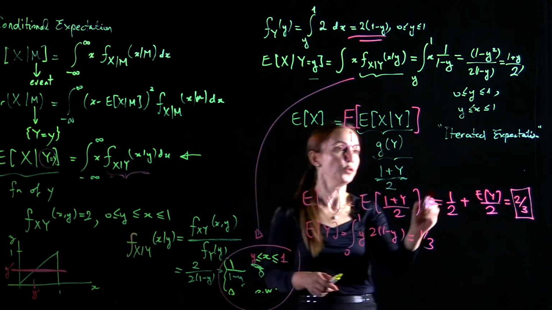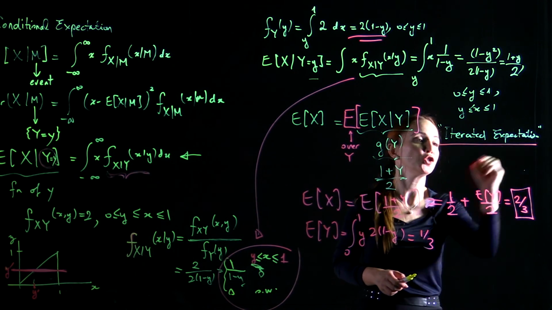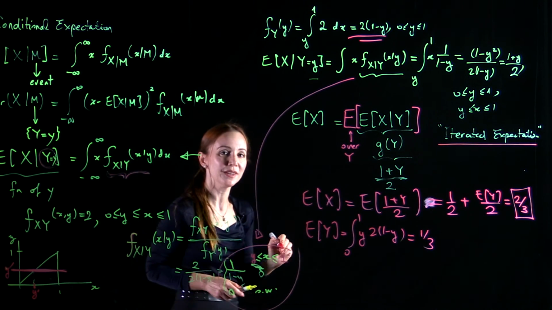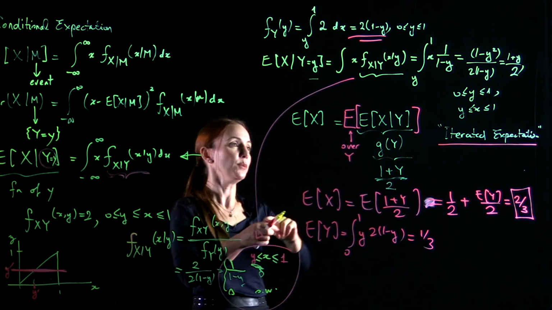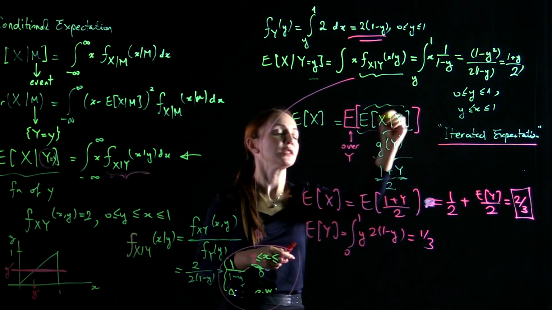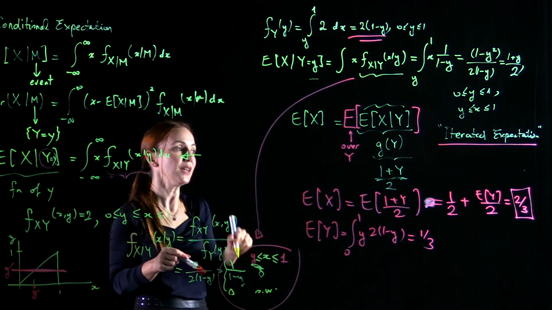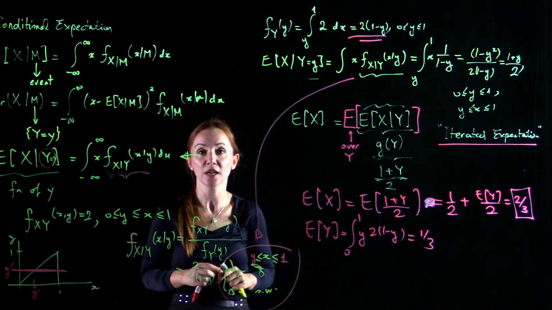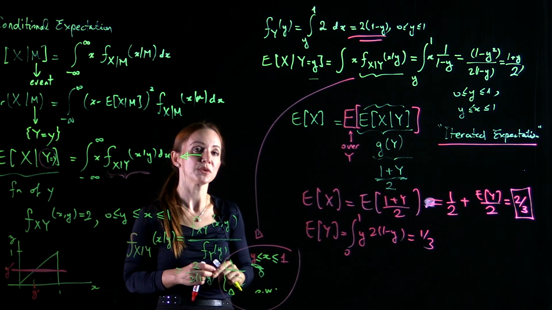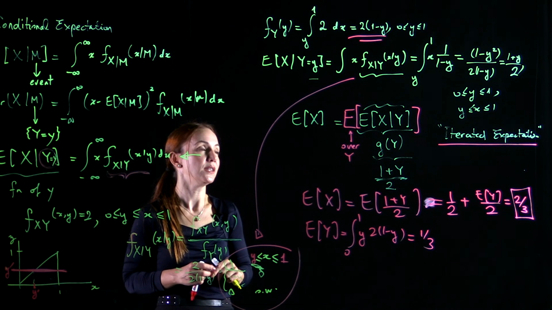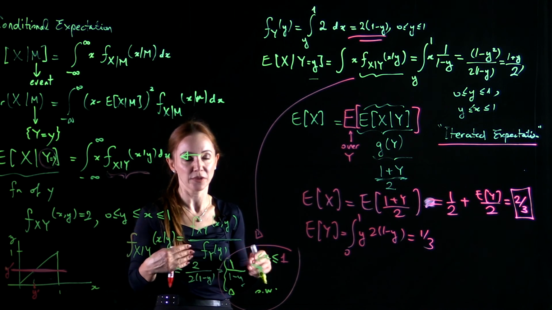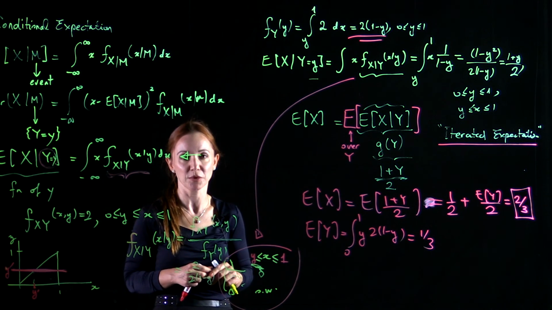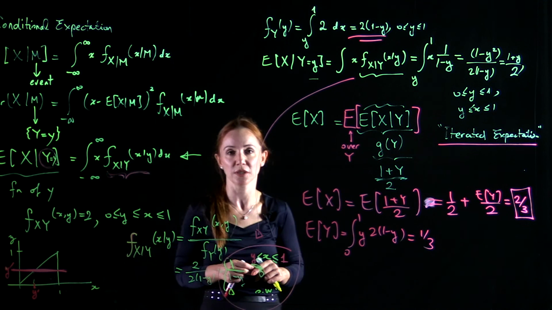So we used iterated expectations to compute the expectation of x by first computing the conditional expectation of x given y. In this example, it may not have seemed that this is a shortcut technique, but in certain problems, in certain cases, using iterated expectations can be a very efficient way of computing expectation.